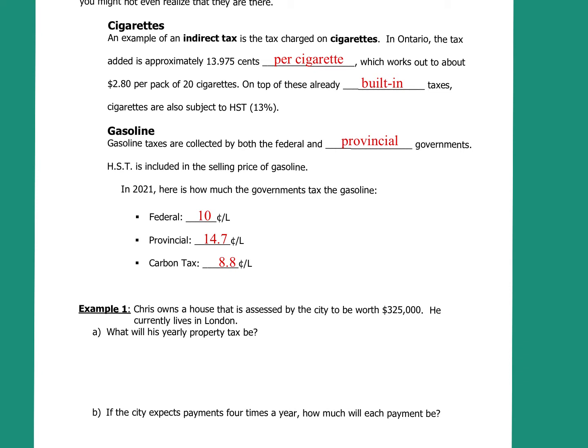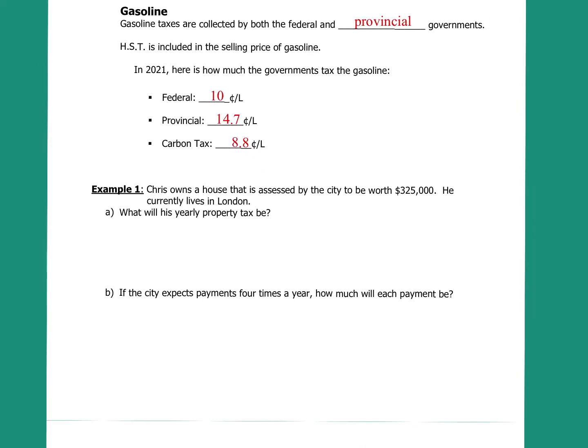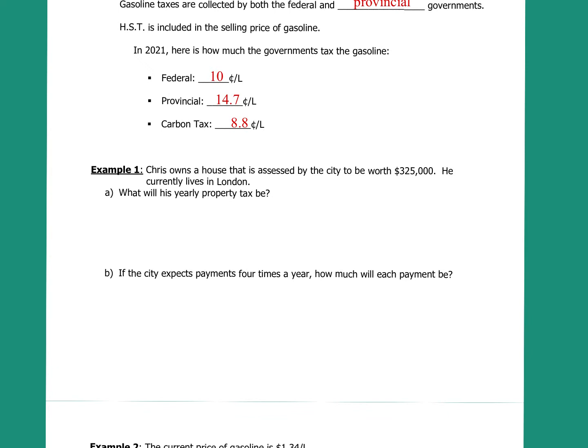These are updated based on 2021. The federal government collects 10 cents for every liter that we fill with gas. The provincial government collects 14.7 cents, and there's also a carbon tax of 8.8 cents. Those are all for every liter. Now we'll go on to some examples.